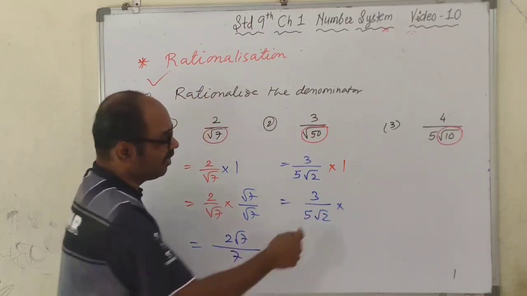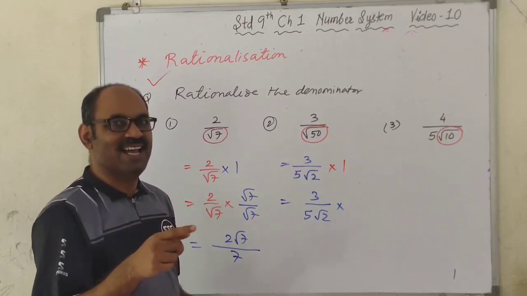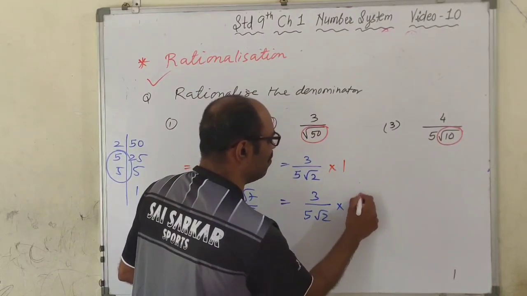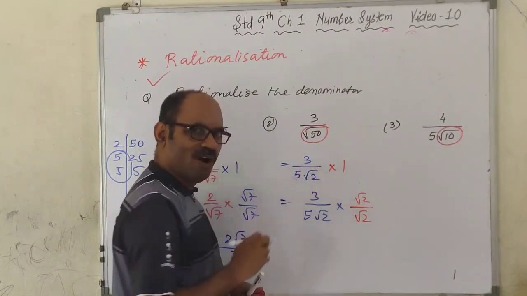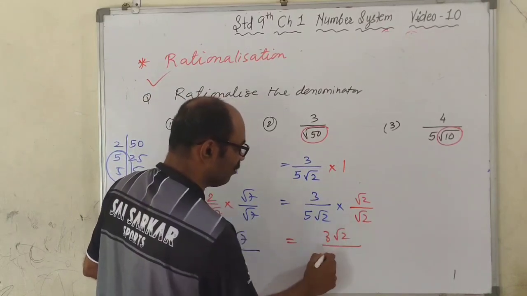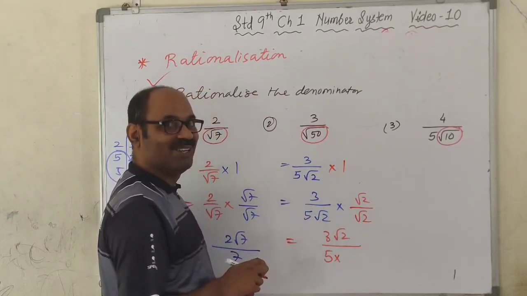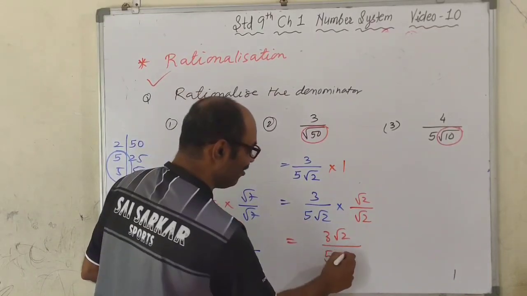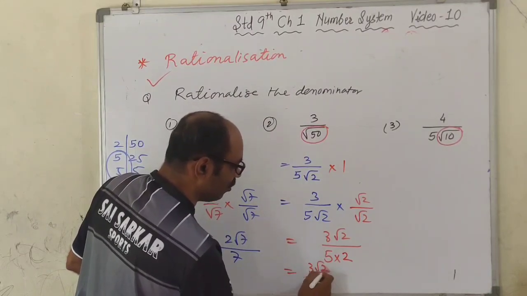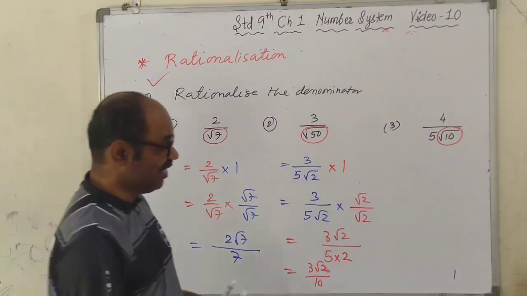Let's see, what is the rationalizing factor of root 2? Only root 2 is irrational. What is the rationalizing factor? Root 2. So I multiply and divide by root 2. I wrote that in place of 1. Now, what happened above? 3 root 2. Now this is interesting. 5 as it is. Root 2 into root 2 is 2 into 2. So that is 3 root 2 upon 10. So the denominator is rationalized. Let's go to the next.